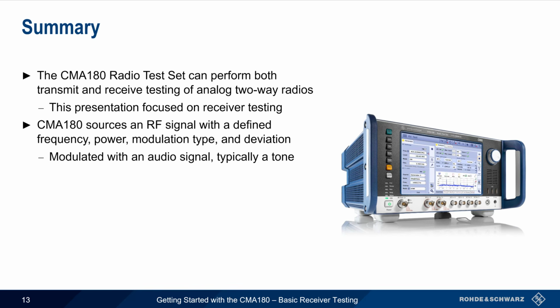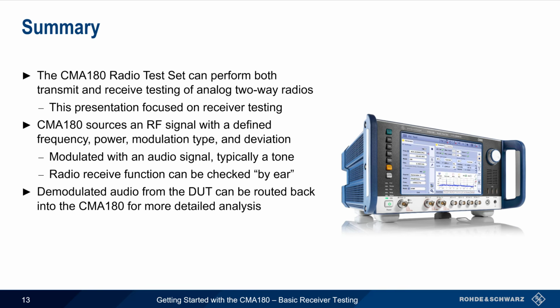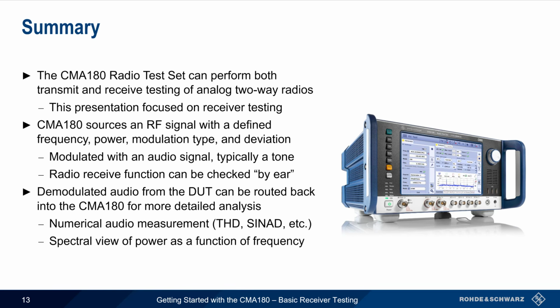Basic receive functionality can then be tested by connecting the radio to the CMA's RF output and listening by ear for a tone from the radio speaker. More sophisticated testing involves routing the radio's audio output back to the CMA180, where more detailed audio analysis can be performed. This analysis includes traditional audio measurements, such as total harmonic distortion and SINAD, as well as spectral analysis of the audio signal. This concludes our presentation, Getting Started with the CMA180 Basic Receiver Testing.